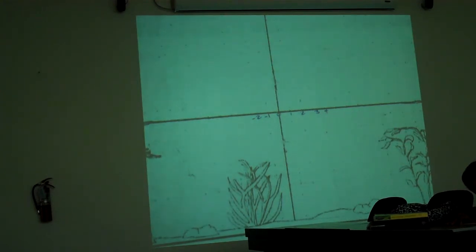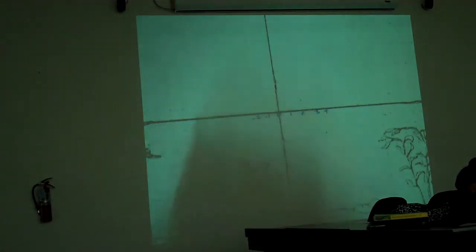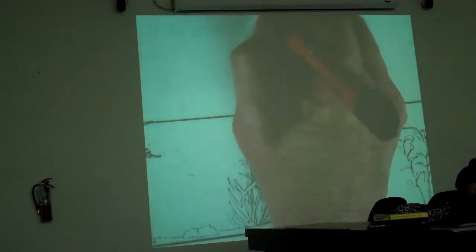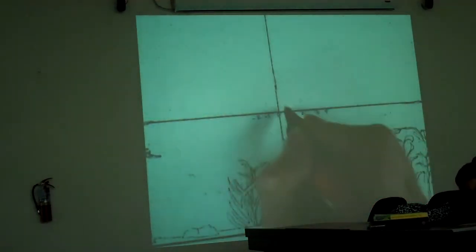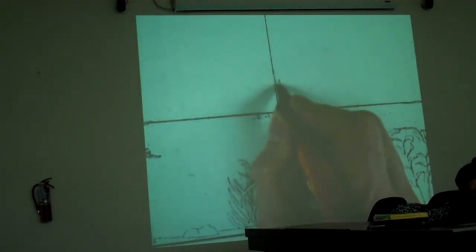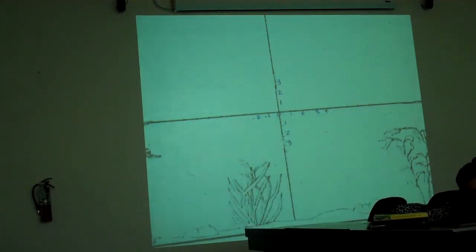Okay, going up and down would be like a thermometer. Like above 0 and below 0. 0 is still at the middle, and going up on your y-axis, these are axes. Up on the y would be positive, and down would be negative. Okay?